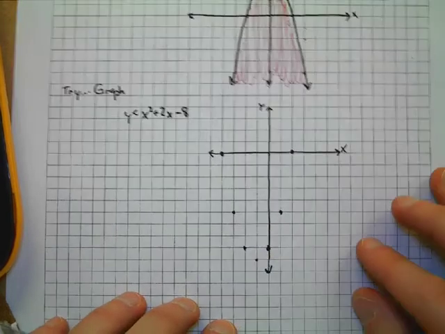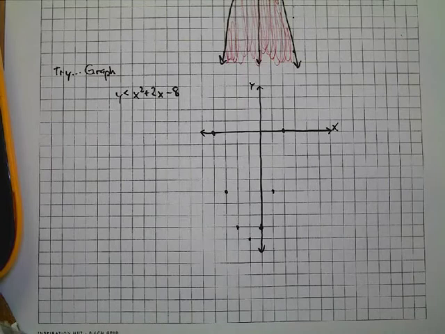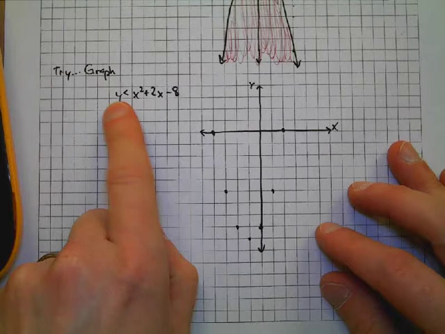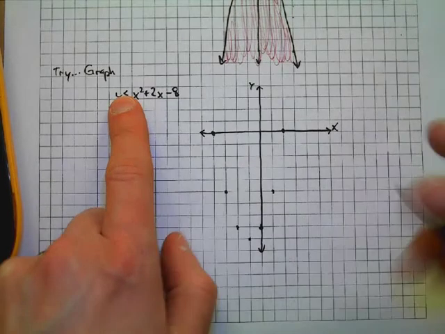Okay, so there's some of my points. Should I draw a solid line or dotted line to connect these? Dotted line, right? And again, what clues us in that it's got to be dotted? No equal to, right? So yeah, dotted line.